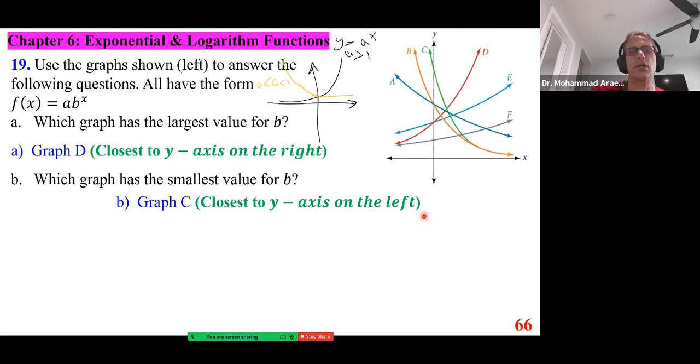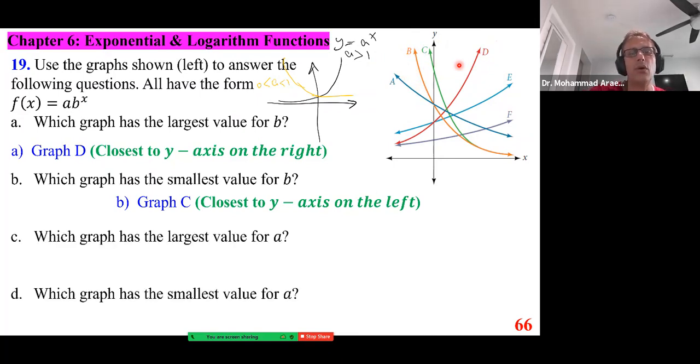So a quick recap. For the base to be largest, we are looking at the right side and the one closest to the y-axis. The smallest one, we are looking at the left side, the small ones, and the one which is closest to the y. It's between 0 and 1, remember that.